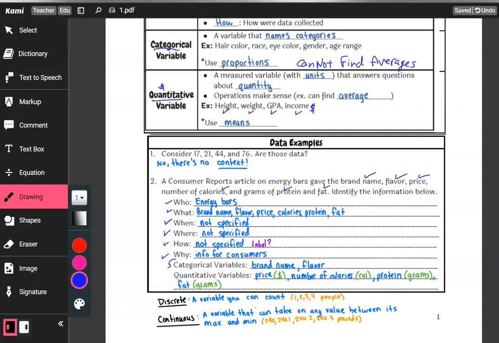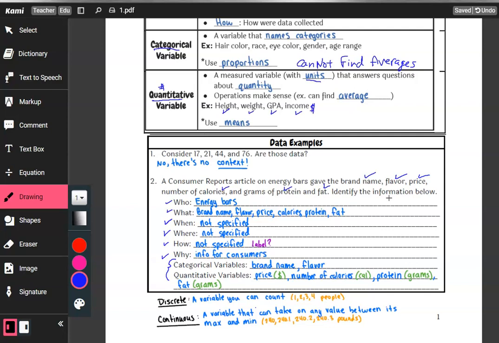This one is important here. There are some categorical variables, such as the brand name of the energy bar. That's a category. The flavor is a category. And then you have quantitative variables that have to do with an amount, such as price, number of calories, protein, grams, and the amount of fat in grams. Notice that in green we have the units, just like we mentioned over here.